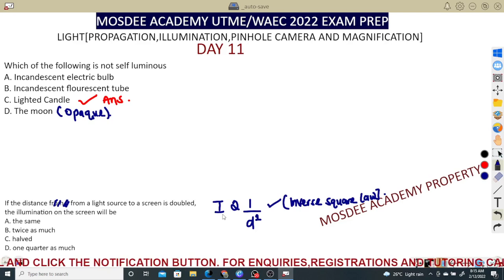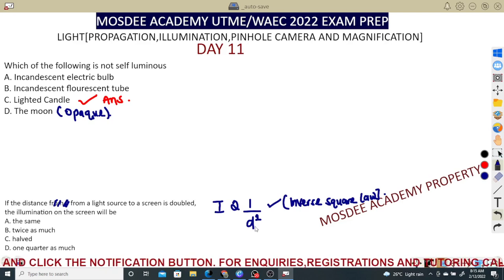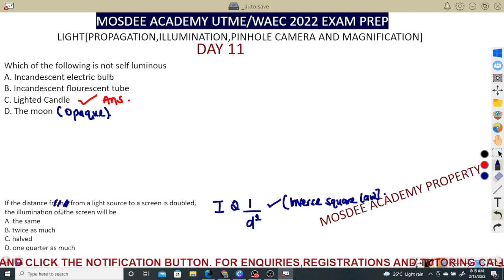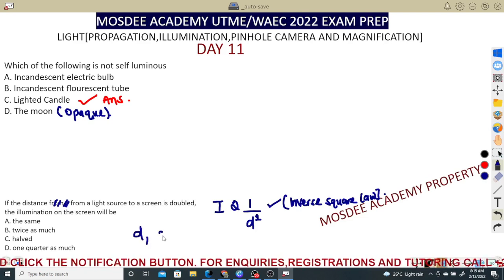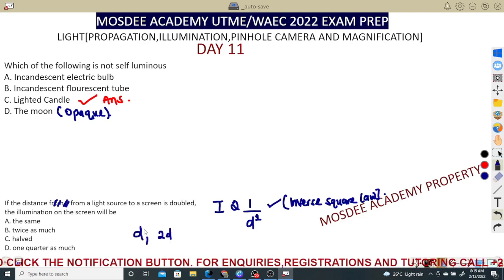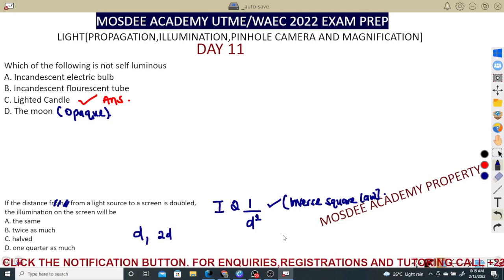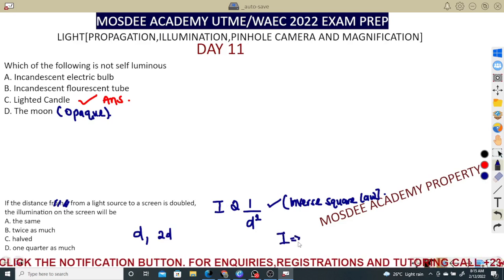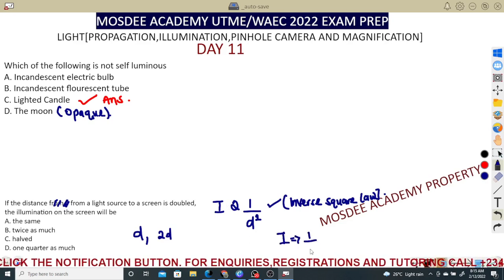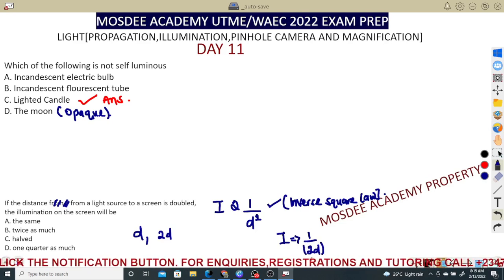Now, illumination of light is inversely proportional to the square of distance. So look at the question. If the distance of the light source to the screen is doubled, initially the distance was d, and it is now doubled, what will happen to the illumination? I can say illumination will now be equal to 1 over, it has been doubled to be 2d squared.